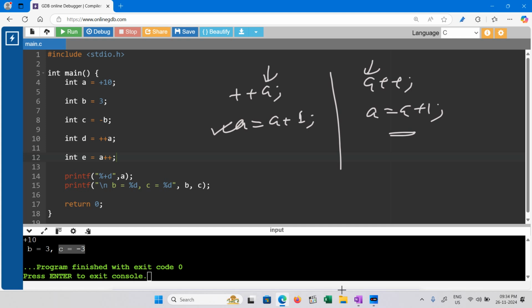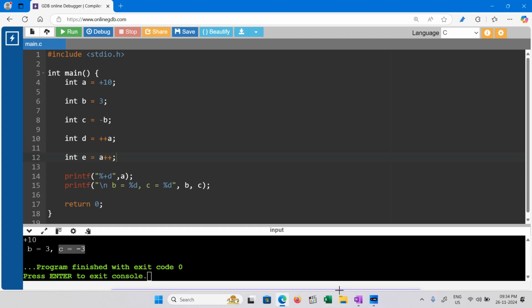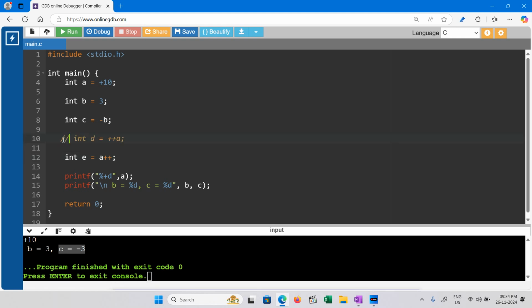Here, I am doing two things. I am not only incrementing the value of the operand, I am also assigning something to the left hand side of the assignment operator. So what is going to happen here? Okay, so before I explain these two lines, line number 10 and line number 12, let me just write only the increment operator so that you can understand the process.